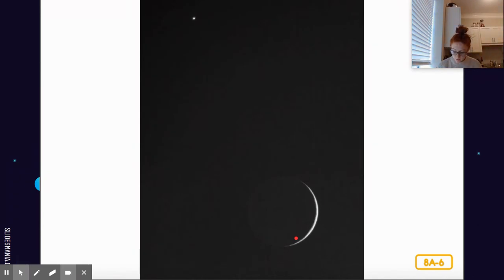Venus is sometimes referred to as the morning or evening star because it often appears as a bright object in the evening sky or as a bright object in the morning sky. Venus is also known as Earth's sister planet.